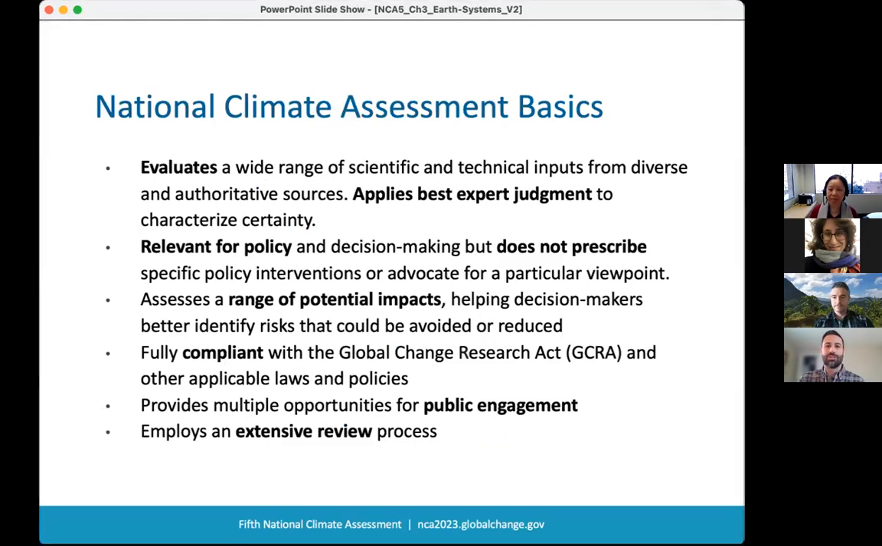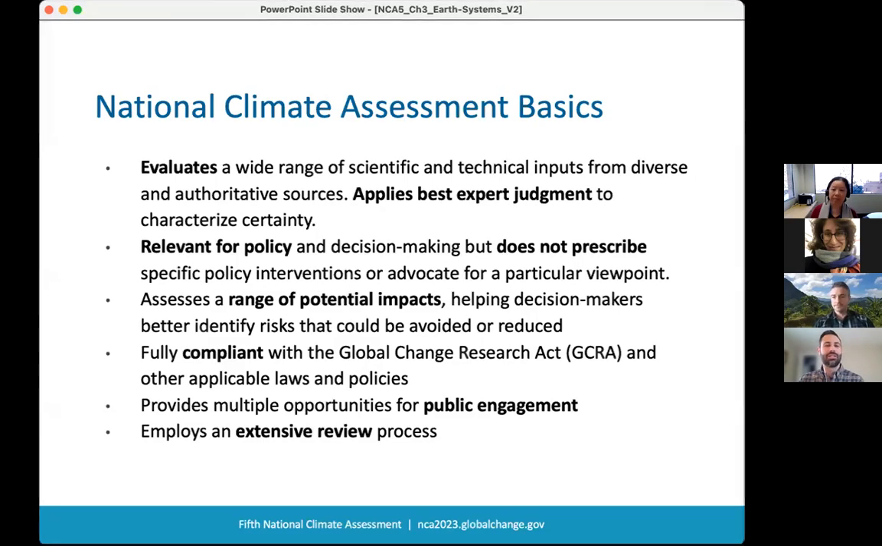The NCA uses a range of future projections to help decision makers understand the full extent of possible risks that can be avoided or reduced under different scenarios, and leaves it up to the decision maker to ultimately determine the risk threshold. The assessment is compliant with all applicable federal laws and policies, including the Global Change Research Act, as well as other laws that govern things like information quality, accessibility, and transparency. Finally, the report process involves extensive review, including several opportunities for public engagement, a review by the National Academies of Sciences, Engineering, and Medicine, or NASEM, and several government science reviews.